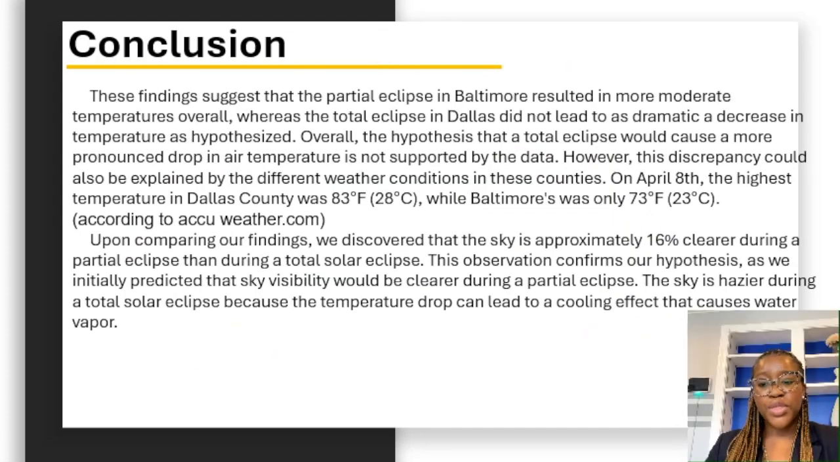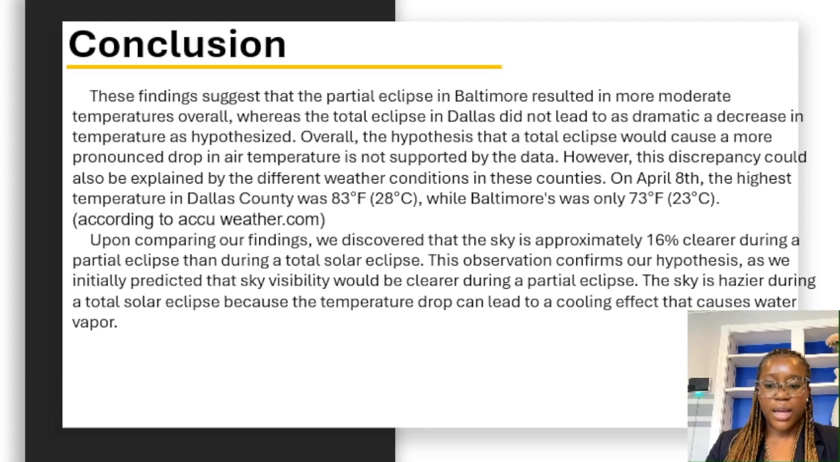Results. The results for air temperatures suggest that the type of eclipse, partial versus total, plays a significant role in influencing local air temperatures. The partial eclipse in Baltimore allowed more sunlight to penetrate through the atmosphere compared to the total eclipse in Dallas, resulting in higher temperatures in Baltimore. The total eclipse in Dallas led to a more pronounced reduction in solar radiation, causing cooler temperatures throughout the event. This study highlights the importance of understanding the climatic impacts of solar eclipses, which can vary significantly based on the extent of the eclipse observed.